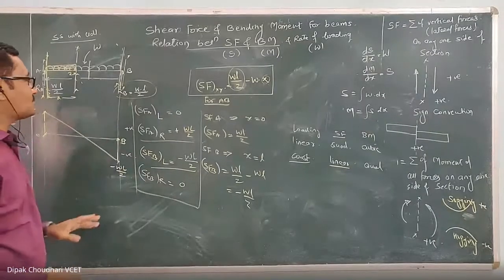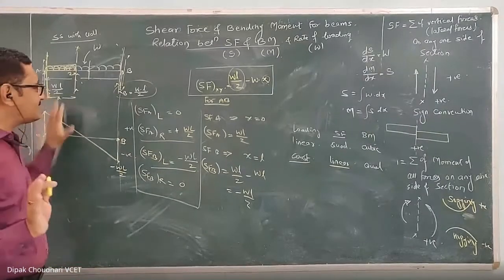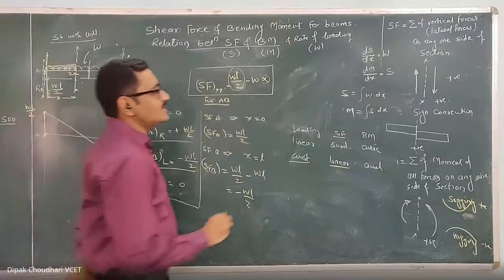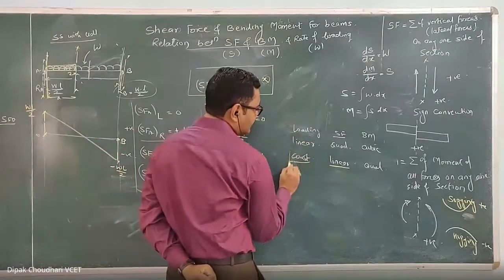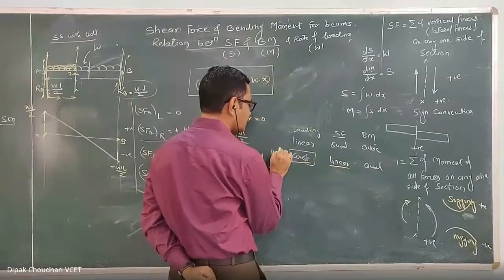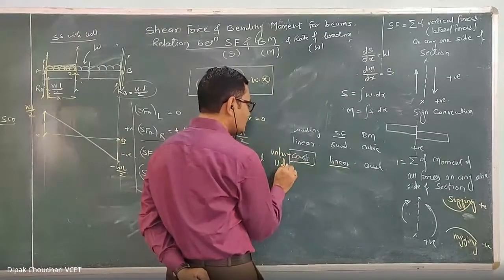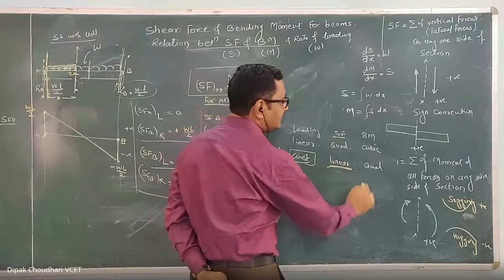So this is the shear force. Here, now what is the conclusion for this calculation? The first conclusion is that when the loading is uniform or constant, or when the loading is UDL, the shear force diagram is linear.